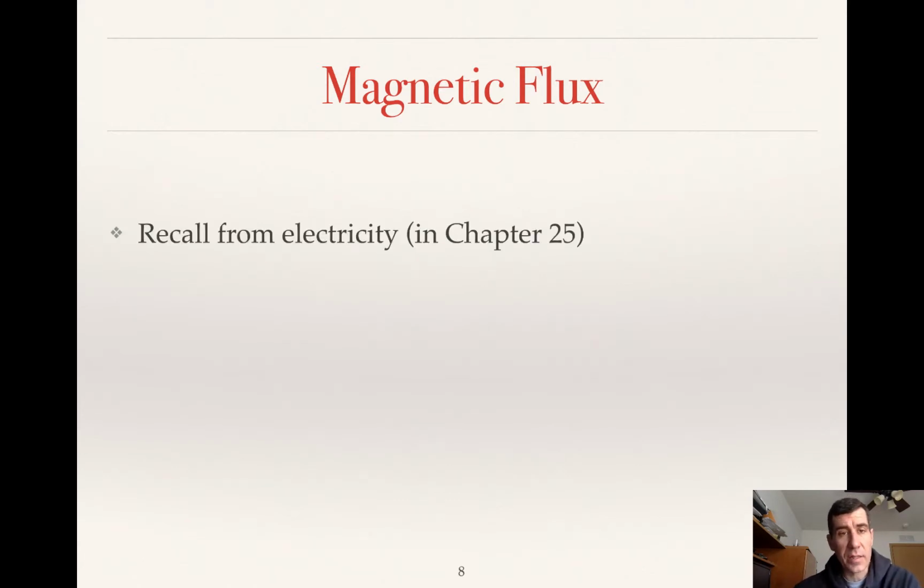So think back a couple chapters to when we did electricity, and in particular Gauss's law, and remember electric flux. So this was Gauss's law. The electric flux, which we calculated through a closed surface, that's what the circle means, is E dot dA, and we do the integral over that.